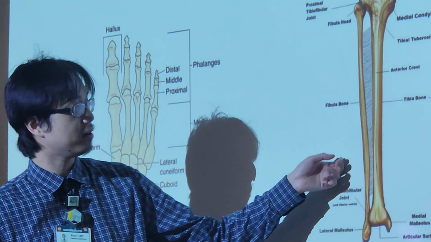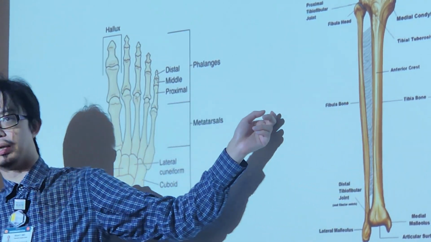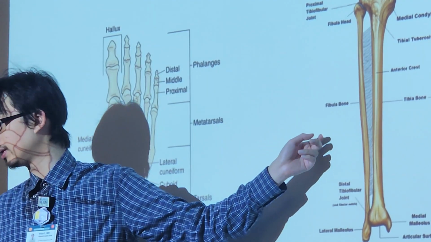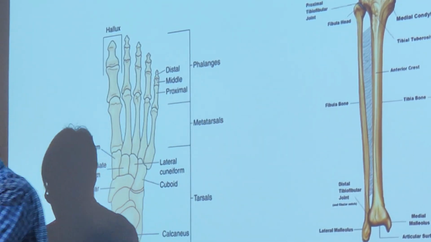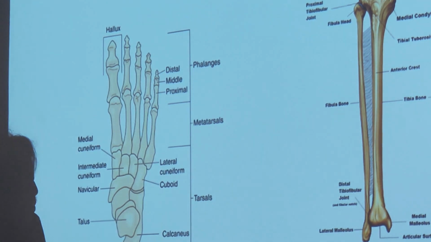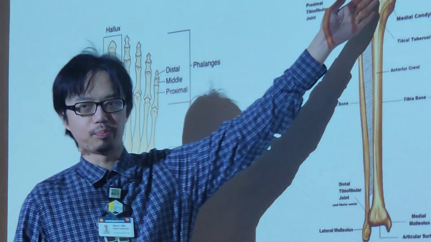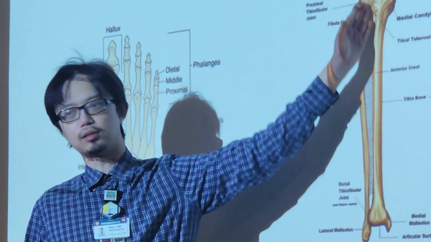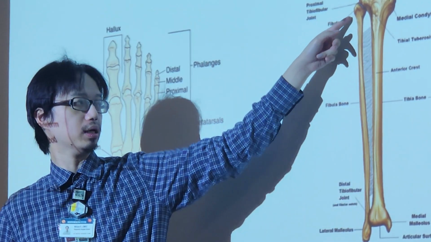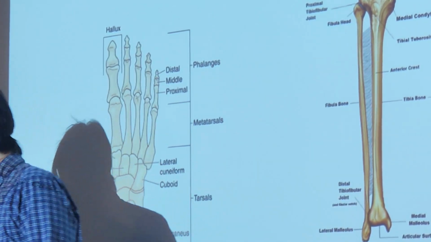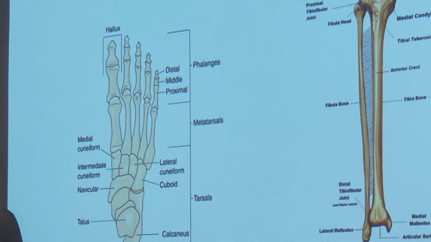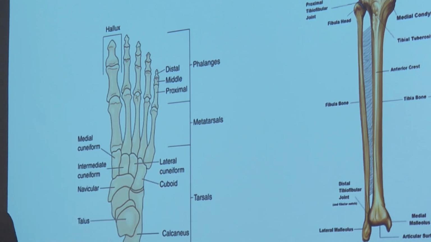over here we have our tibia and fibula. So this is the lower leg. As far as the tibia and fibula are concerned, the tibia is the big one. This is the weight-bearing bone. The fibula is the small one. Remember, it is tibia and fibula. It's not tibia and fibia. It's not tibula and fibula. It's tibia and fibula.